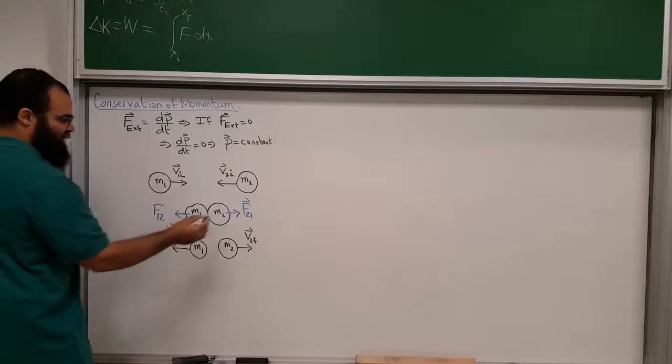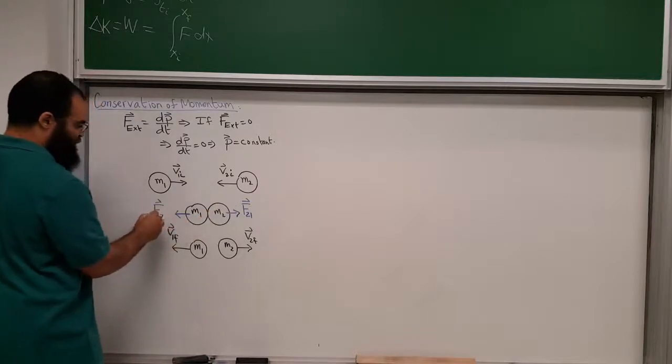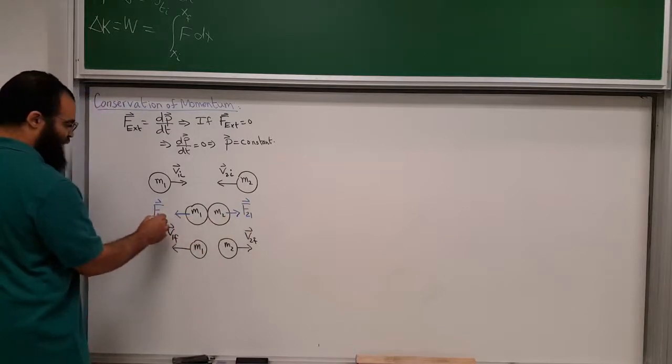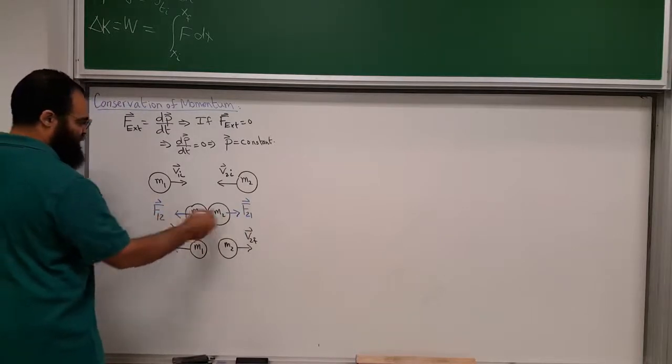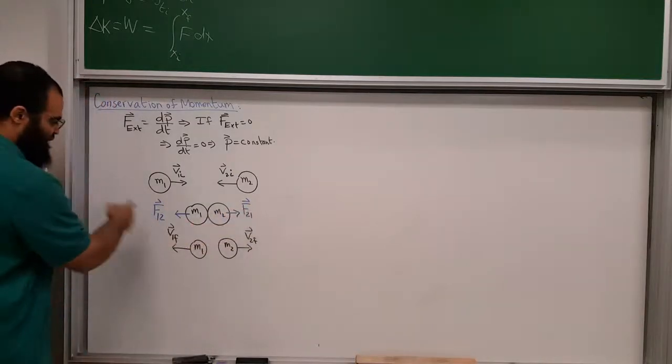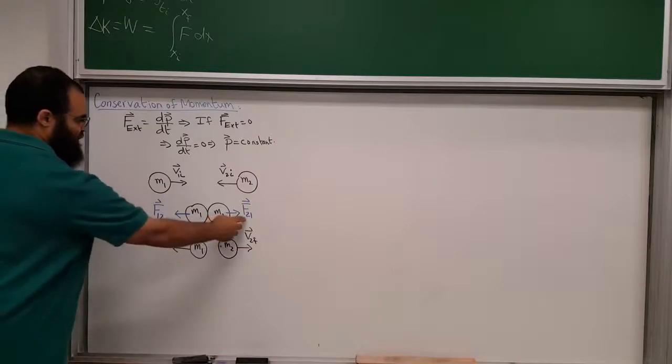This is my notation: the force on 1 due to 2, the force on 2 due to 1. On 1 by 2, on 2 by 1. So the first one is on who, and the second one is by who. So this is the force on 1 due to 2, and the force on 2 due to 1.